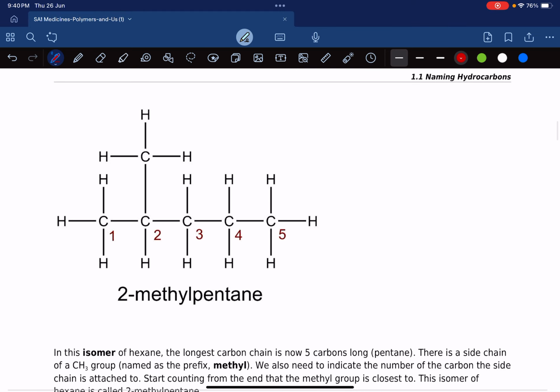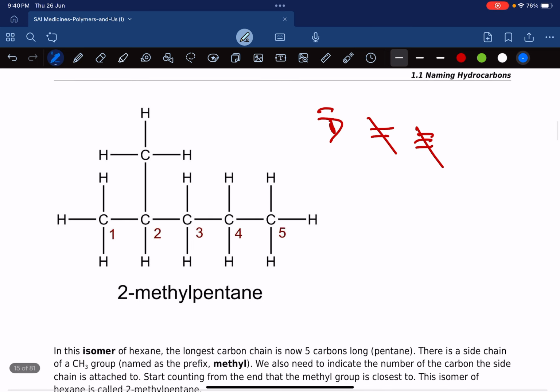If you look at this example over here, the first thing you notice is that there is no double bond, there is no triple bond. So this means that this is an alkane. So what we do is we try to identify the longest continuous carbon chain. For example, in this case, it is 1, 2, 3, 4, 5.